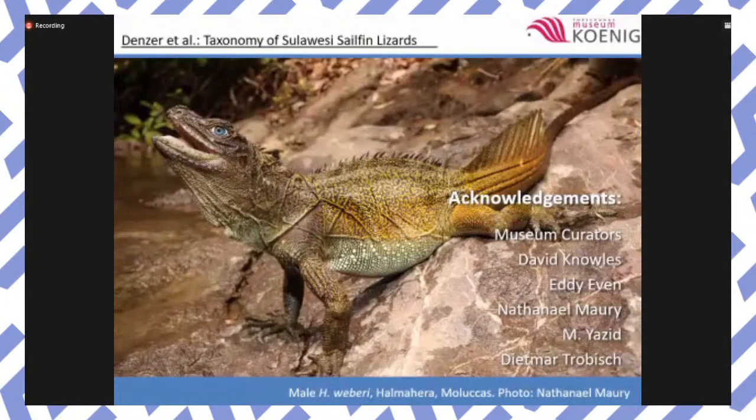So I hope I could show you or introduce you to these very nice, amazing specimens. This is a Hydrosaurus weberi from Halmahera, also with very blue eyes, but nearly no enlarged scales on the lateral side, so also clearly distinct from the Sulawesi specimens.